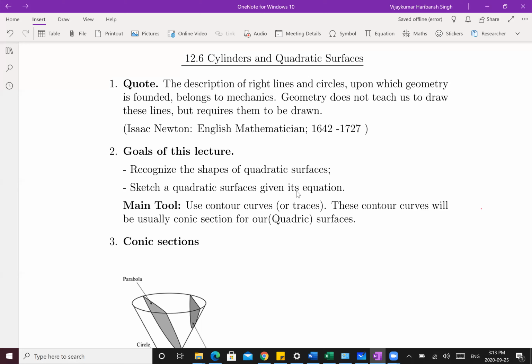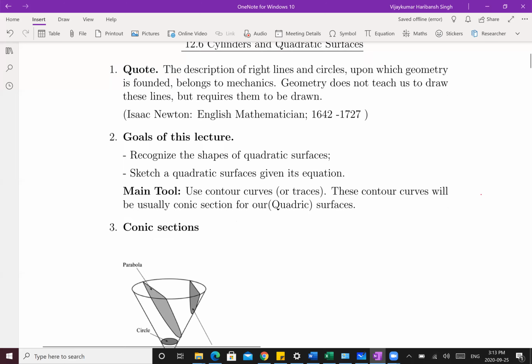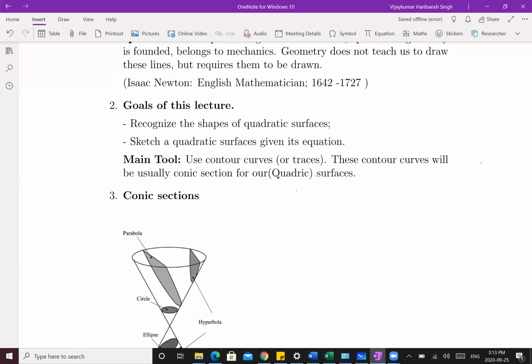Okay. So what is the goal of this lecture? We want to recognize certain quadratic surfaces. We'll discuss in a minute what those quadratic surfaces are, and then we'll sketch the quadratic surface given its equation. The main tool here we'll use is contour curves or the traces, and these contour curves will usually be conic sections for our quadratic surfaces.